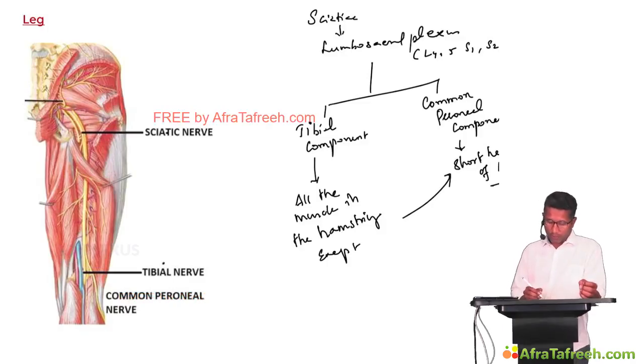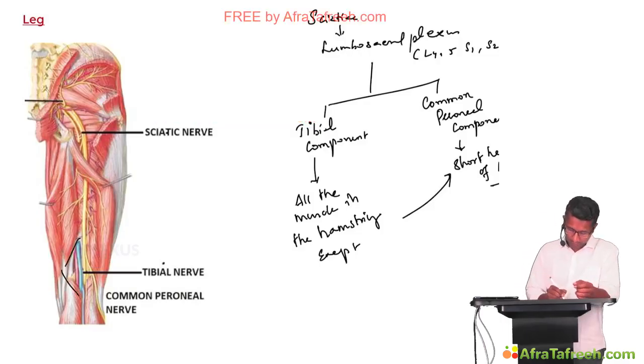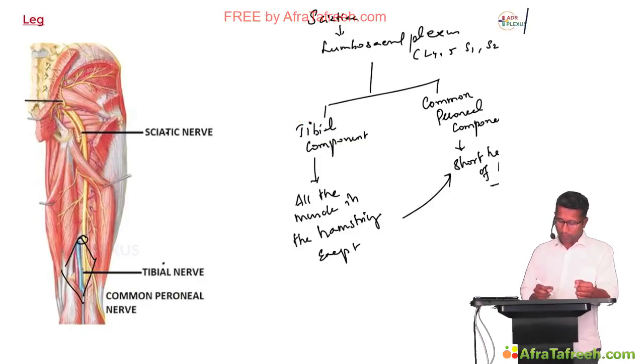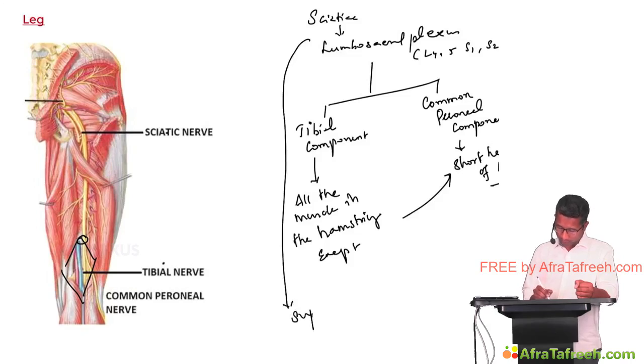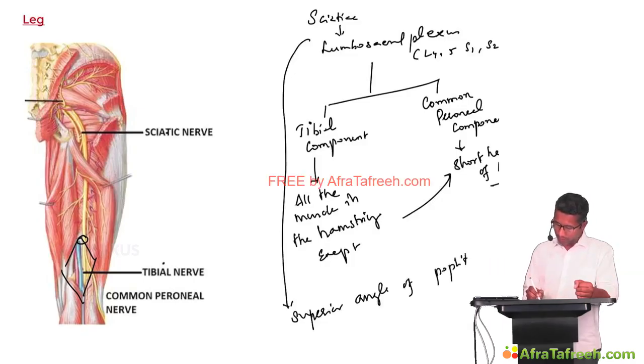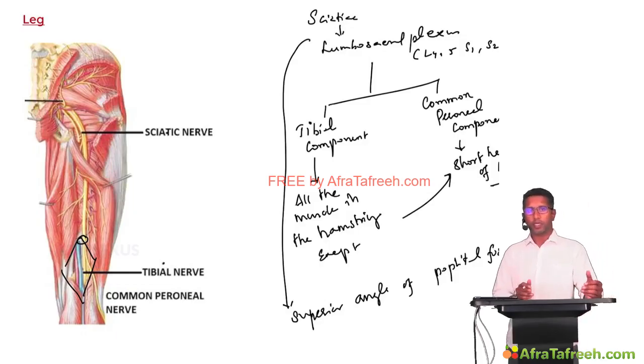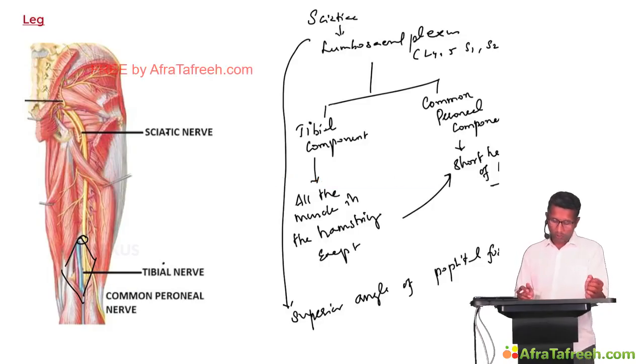See, when the sciatic nerve reaches the superior angle of the popliteal fossa, you can see the popliteal fossa here. This is the superior angle of the popliteal fossa. When it reaches the superior angle of the popliteal fossa, it divides into two components, the two proper nerves, that is the tibial nerve and the common peroneal nerve.